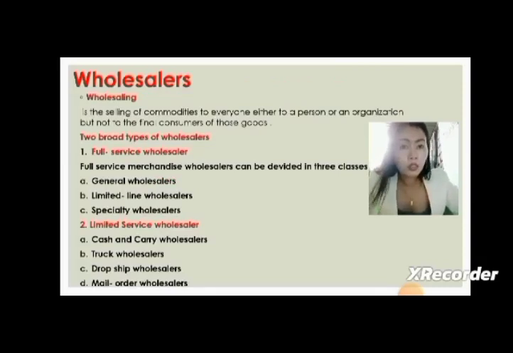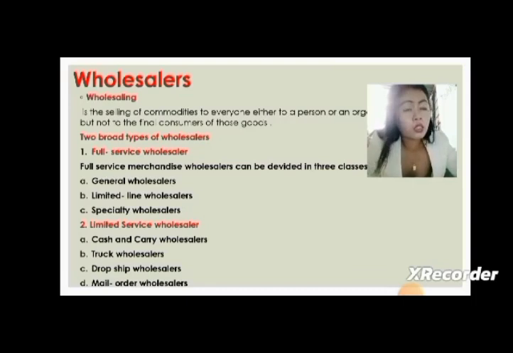Wholesalers. Wholesaling is the selling of commodities to everyone, either to a person or an organization, but not to the final consumer of those goods. A wholesaler makes easier the transport, preparation of quantity, storage, and sale of products intended for the final customer. Two broad types of wholesalers. Number 1, full service wholesalers. Full service merchandise wholesalers can be divided into 3 classes as follows: general wholesalers, limited line wholesalers, and the last, specialty wholesalers. And number 2, limited service wholesalers. These wholesalers deal in the trade of goods of only a certain product line.